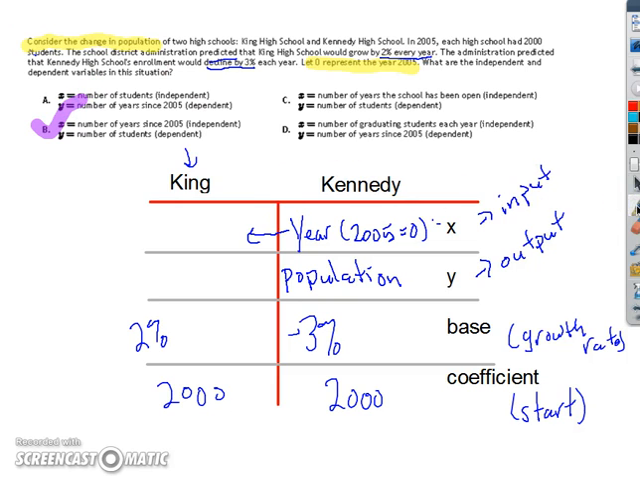There's one other thing that it did not ask, but I want to do before I move on, and that's turn these percentages into a base. If I'm growing by 2%, that means the next year I have 102% of the students, because I had 100% to start with plus 2%. And this one is 100 minus 3, so 97%. So King has a 102% growth rate and Kennedy has a 97% growth rate, because this one is gaining and this one's losing. All right, now let's move on to the next question.